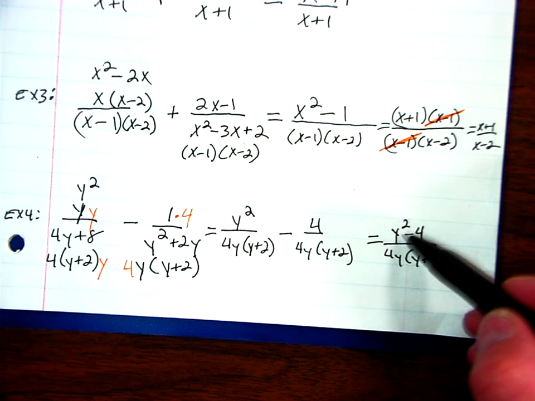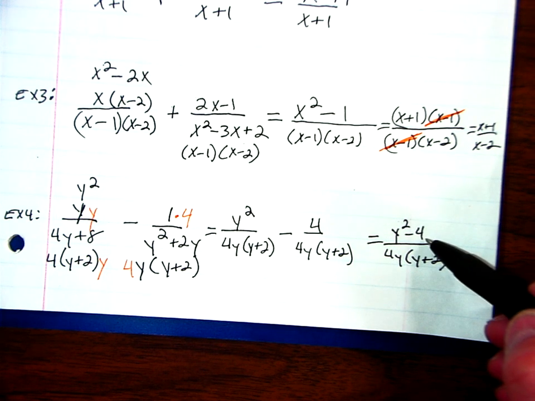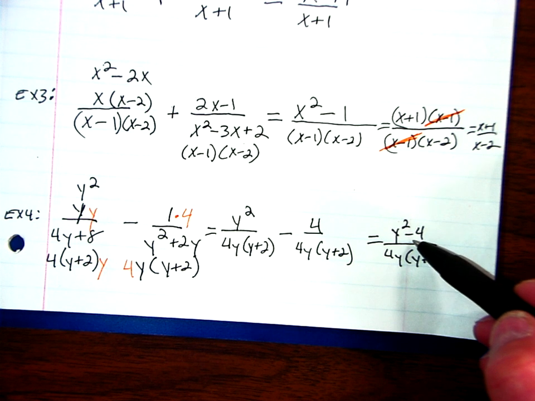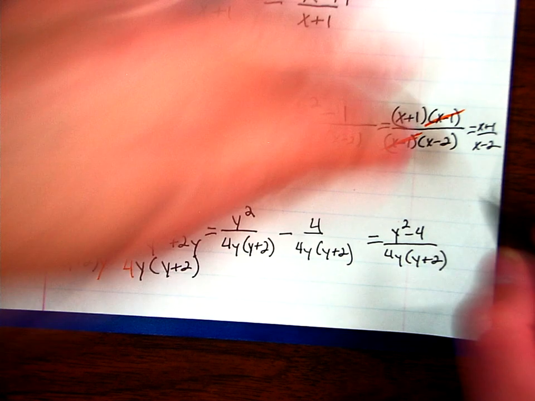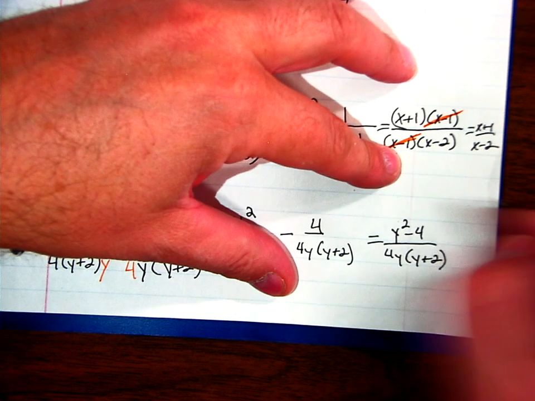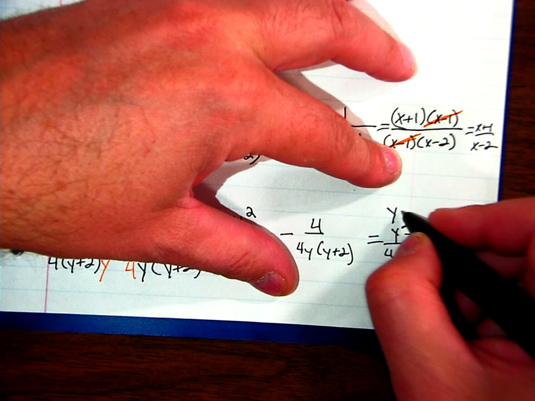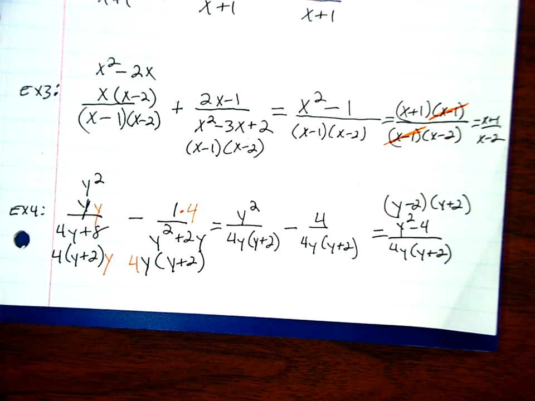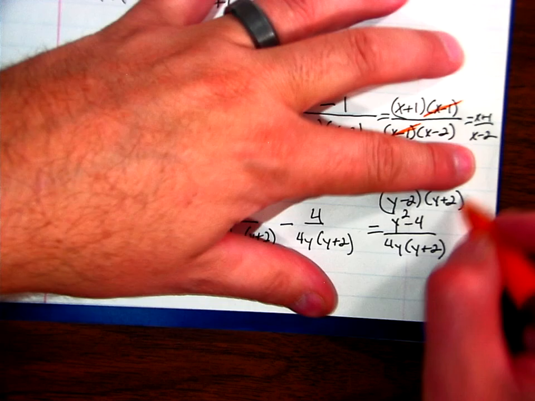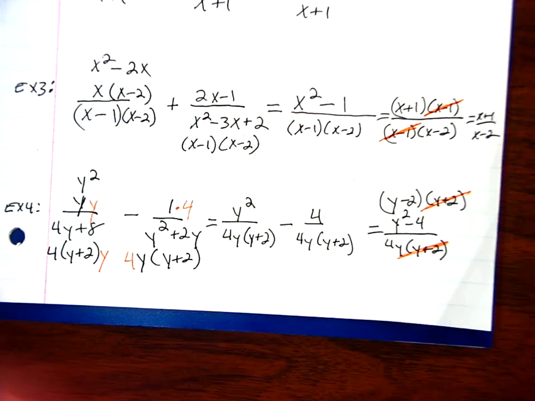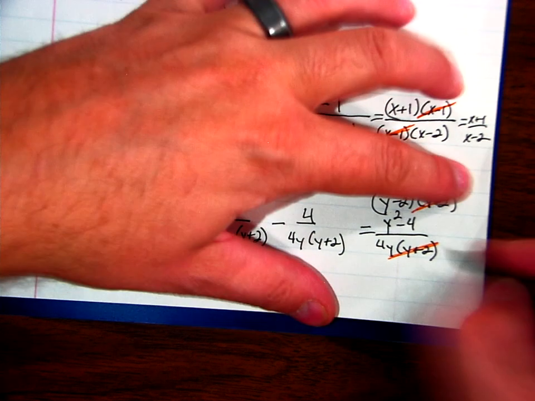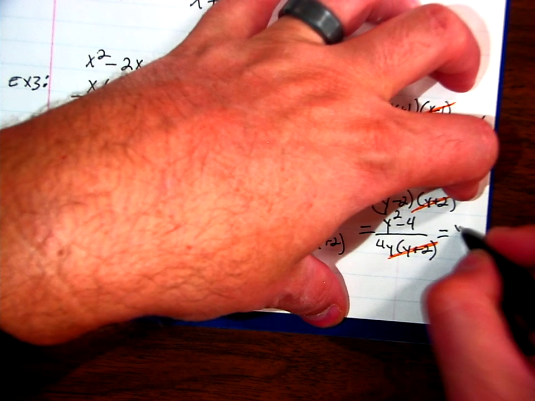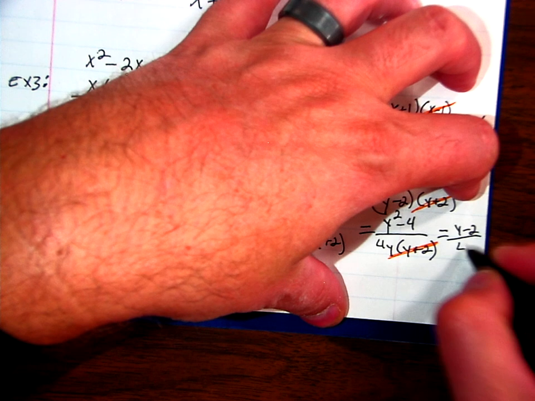What's special about this y squared? What's special about this 4? What's special about the minus? It's a difference of squares. Yes, it's the difference of squares. Again, so this will factor into, you are absolutely correct. And now, can I cancel out anything? Y plus 2 and y plus 2. So my final answer is going to be y minus 2 over 4y.